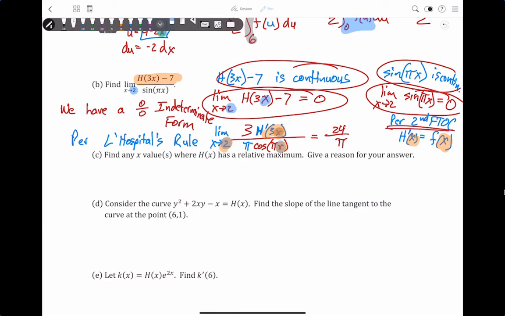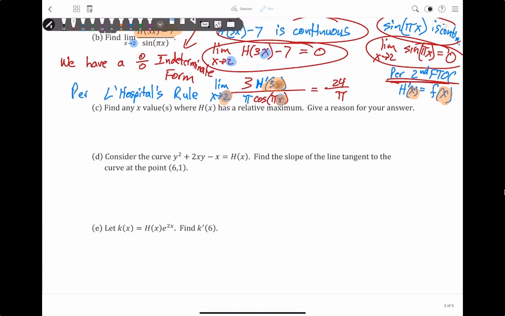Please don't forget to mention the second fundamental theorem and also reference L'Hopital's rule, but do in fact show the pieces that are required and mention that it is a 0 over 0 indeterminate form. And you should be good. A lot of people are struggling with L'Hopital's rule because there's so much involved as far as justification and correct reasoning, but please make sure that you are careful with all those pieces.